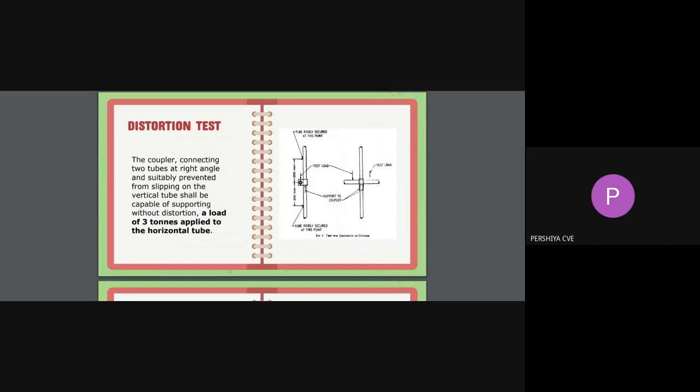Distortion test. In this test, the coupler is connected, joining a horizontal and a vertical tube at a right angle. When a 3-ton load is applied on the horizontal tube, it should prevent slipping on the vertical end.